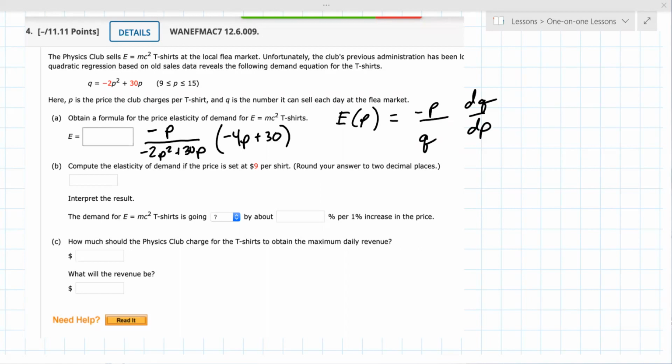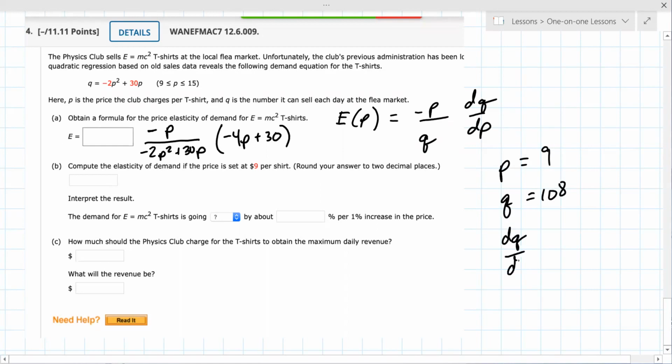Okay, so I got the price is obviously 9. Q ends up being 108, and dp ends up being -6. So when you calculate the elasticity, I get 0.5 for that.